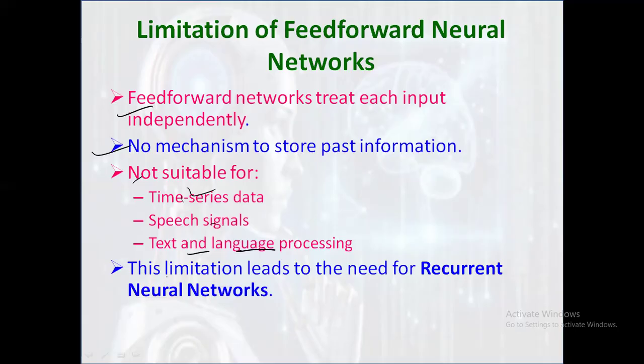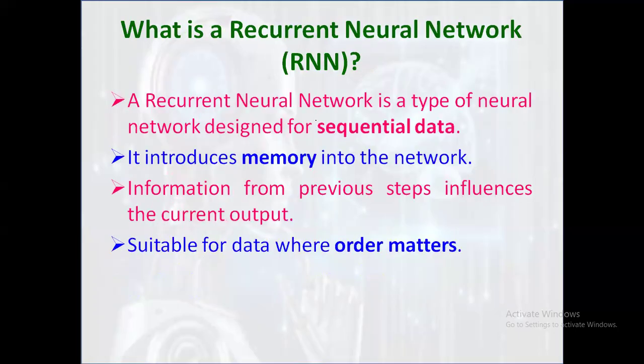This leads to the need for RNN. To overcome these limitations, recurrent neural networks were introduced. In order to overcome all these drawbacks of ANN, we are going for recurrent neural networks. First, we should know what a recurrent neural network is. Shortly we call it RNN.